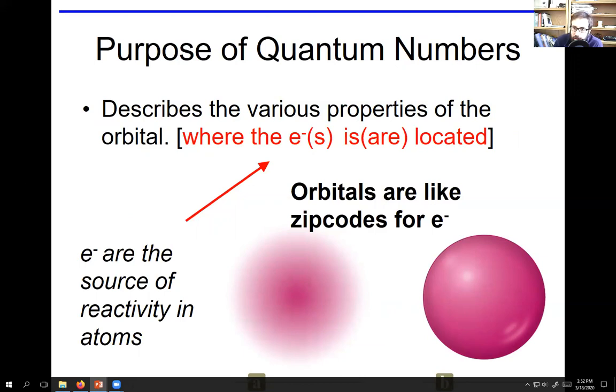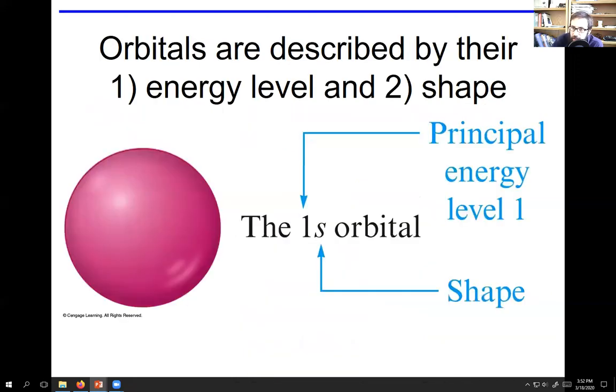These quantum numbers give you the properties of the orbitals. Orbitals you can think of as like zip codes for the electrons, okay? And remember, electrons are the source of reactivity in all atoms, okay? And so orbitals are going to be described by their energy level, how much energy they have, and their shape. And so a name for one type of orbital is the 1s orbital, okay? It looks like a sphere here. And S, it actually doesn't stand for sphere, but all s orbitals are spheres, okay? It stands for something else.